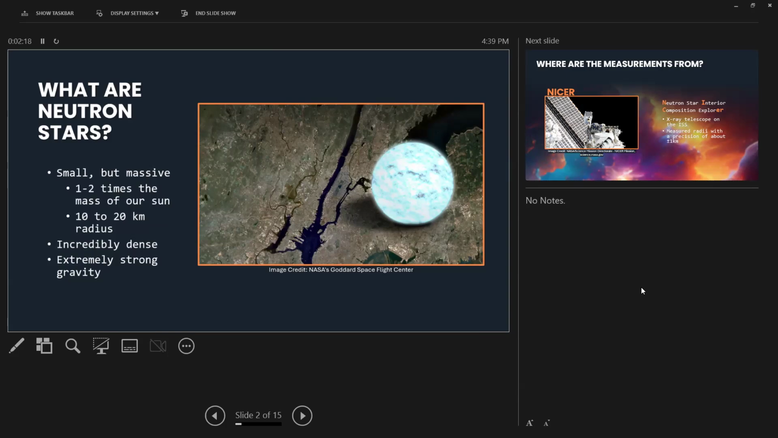Just say something like, neutron stars are really small comparatively, but they're super massive, like 1 to 2 times the mass of our sun. They're super dense and they've got extremely strong gravity. And you could fit a neutron star on the island of Manhattan. Probably would not be pleasant, but you could. You could jam it on the Empire State Building or something.